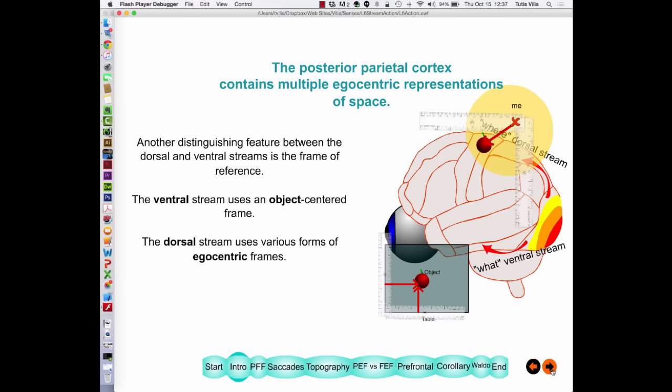Now the other thing that's different is they use different frames of reference. We have the ventral stream, which is an object-centered frame. So an apple is relative to a table, an eye is relative to the face, and so forth. Whereas this stream, the dorsal stream, Where stream, is an egocentric frame.